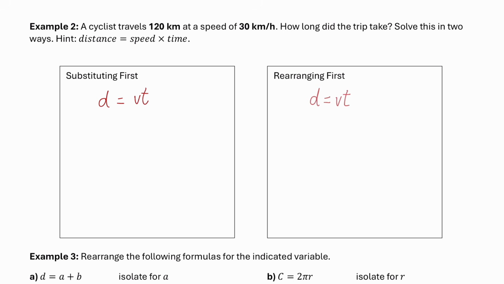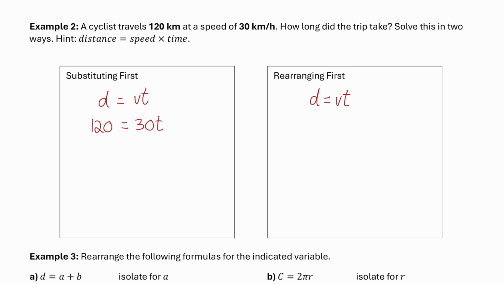t is time. The first method says to use substitution first. So that would mean sub in for the 2 known values first, which means substitute in for all your known values of the variables first, and then rearrange to isolate your unknown variable. Well, the question tells us the distance is 120, so I can replace d with 120. And I know the speed is 30 kilometers an hour, so I can replace v with 30. And my only unknown is time, t, and that t is not isolated yet.